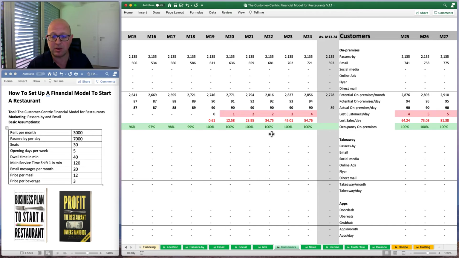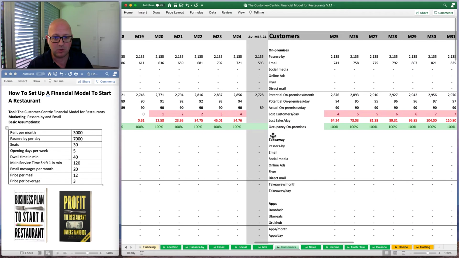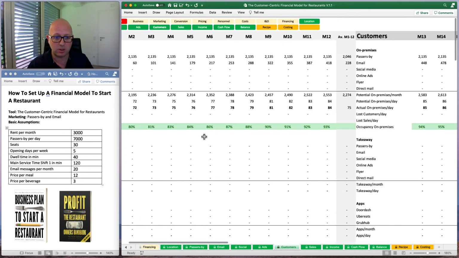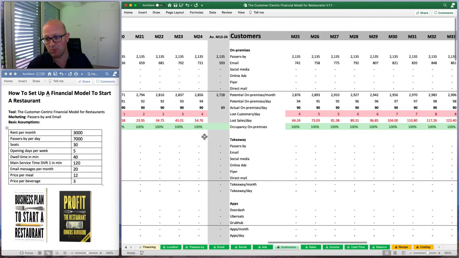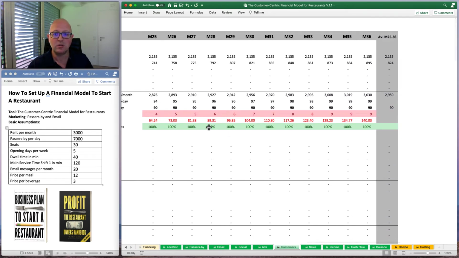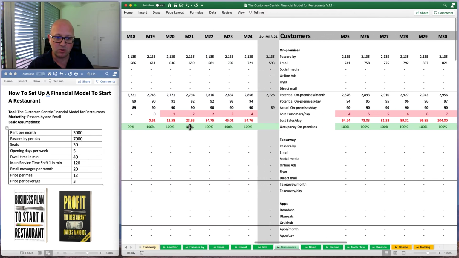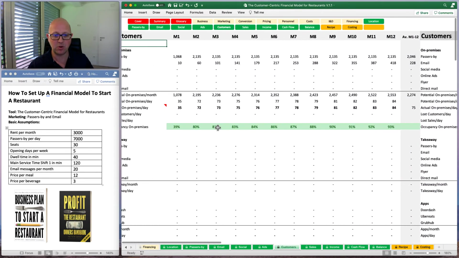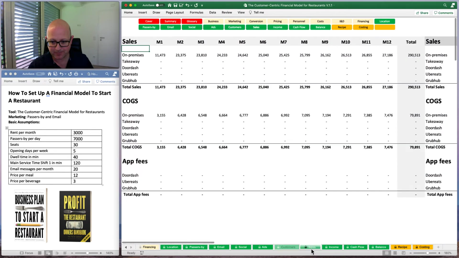enlarge the capacity. Maybe you can put in more seats in your restaurant, or you can shorten the dwell time, or whatever. There are different strategies possible, but the system tells you as soon as you reach full capacity, and it does not count more sales than you can make because of your capacity limit.